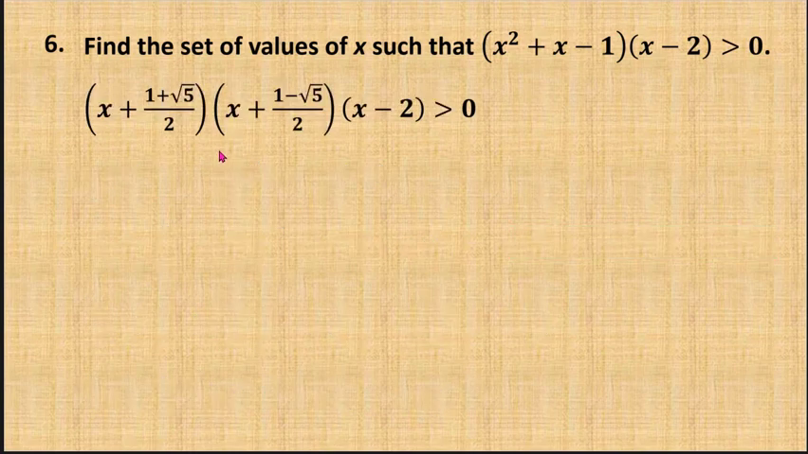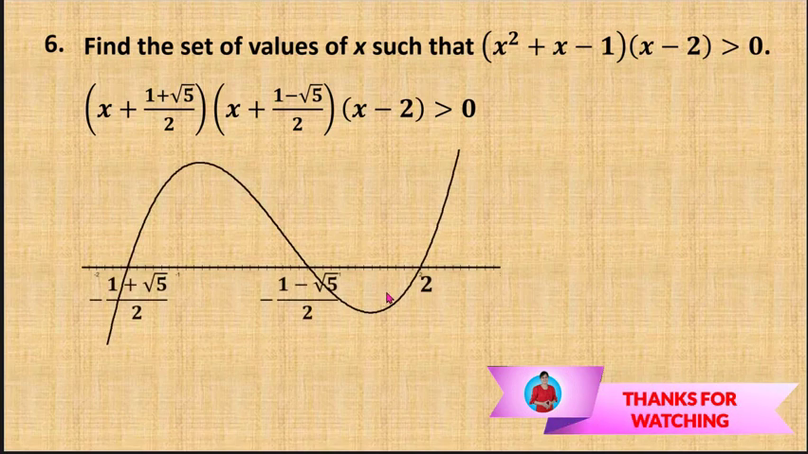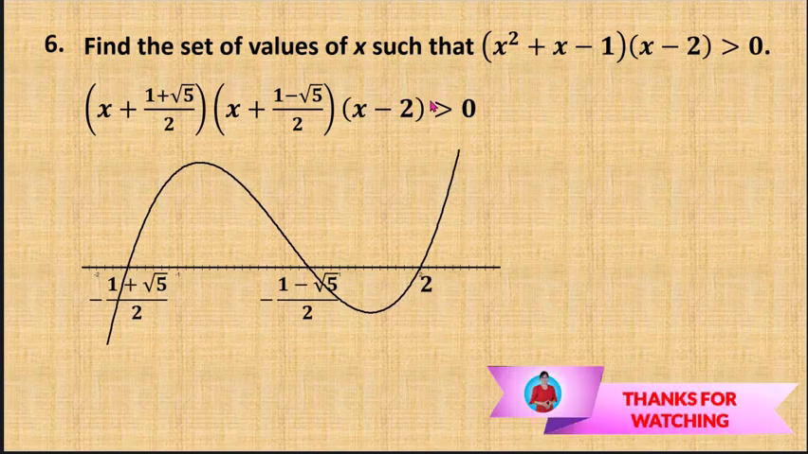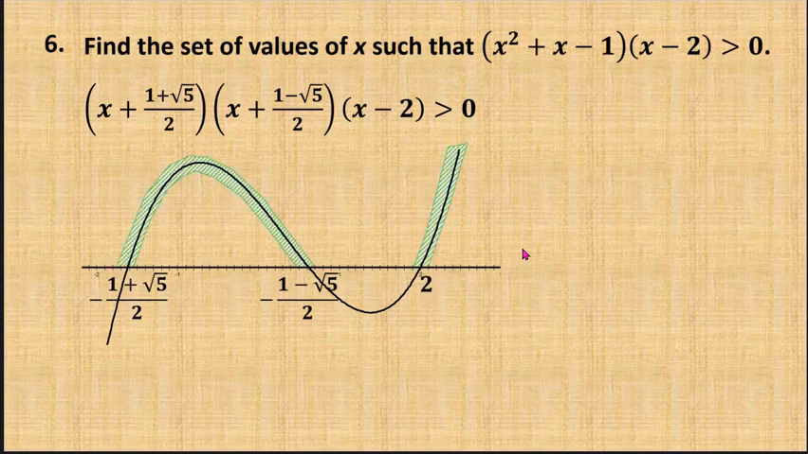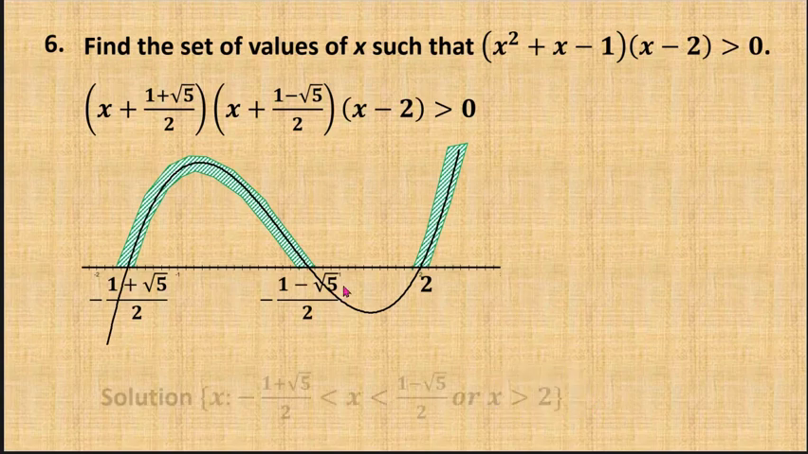Now I'm going to solve the inequality by using the graphical method. After sketching the graph, the curve looks like this. Since the inequality is greater than 0, the part of the graph which is above the x-axis is marked. So based on the graph, this is the solution for this inequality.